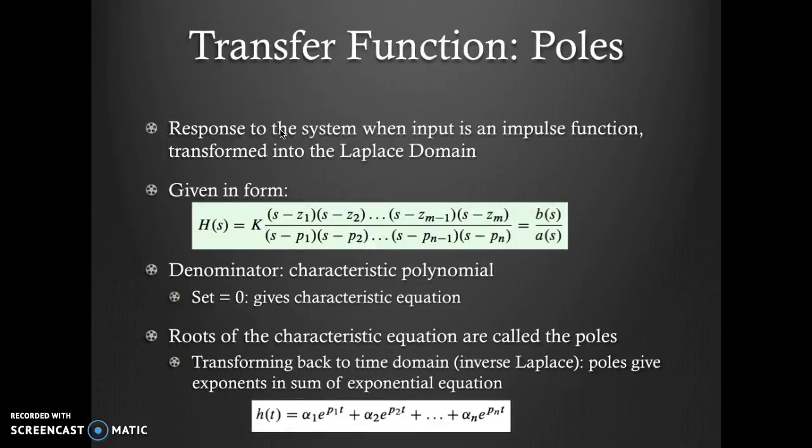A second way to calculate it is through poles. So a transfer function is the response to a system when the input is an impulse function in the Laplace domain. So you can see this form that our transfer function is given in here. The denominator of this is the characteristic polynomial, and if we set this equal to 0, it will give us the characteristic equation. And then the roots of this characteristic equation are called the poles. And if we put this back into the time domain, we will get a sum of exponential equation here, and these exponents will tell us the stability. So if all these poles are negative, meaning these exponents are negative, the system is stable.